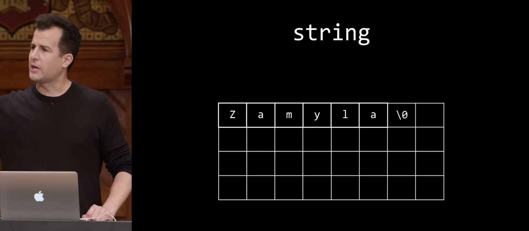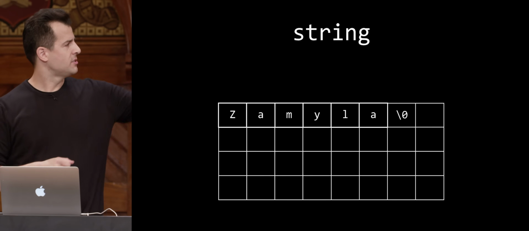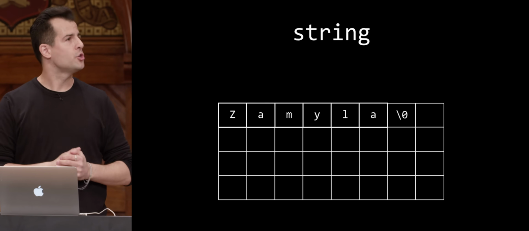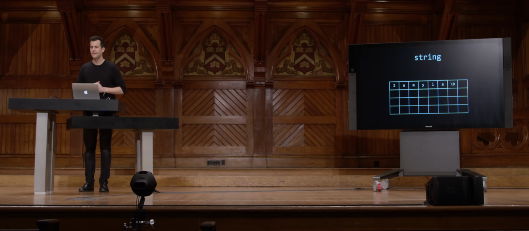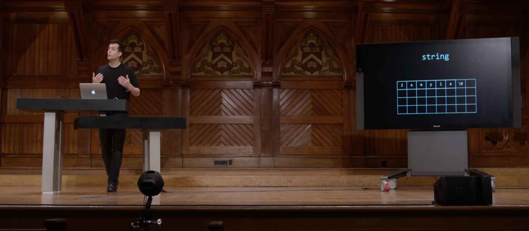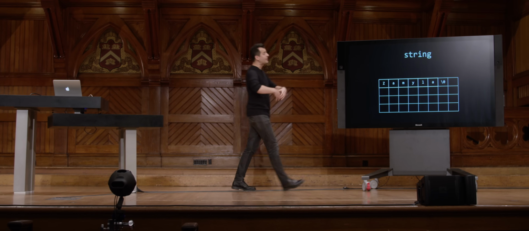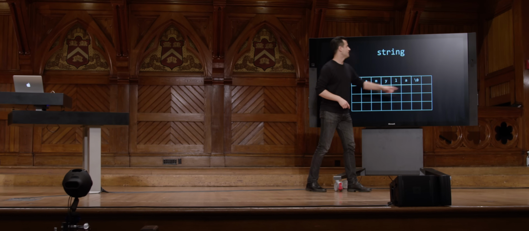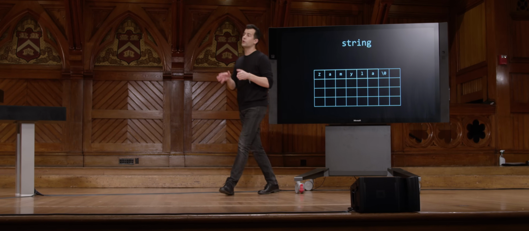But then this special character, what is this \0 used for? Why is there this seemingly strange character at the end of Zamyla's name? Anyone? Yeah, to denote the end of the string. Because after all, if we were to have someone else's name here, if the next string I got is Maria, for instance, M-A-R-I-A, we need to be able to know where Zamyla's name ends and Maria's name starts in memory.